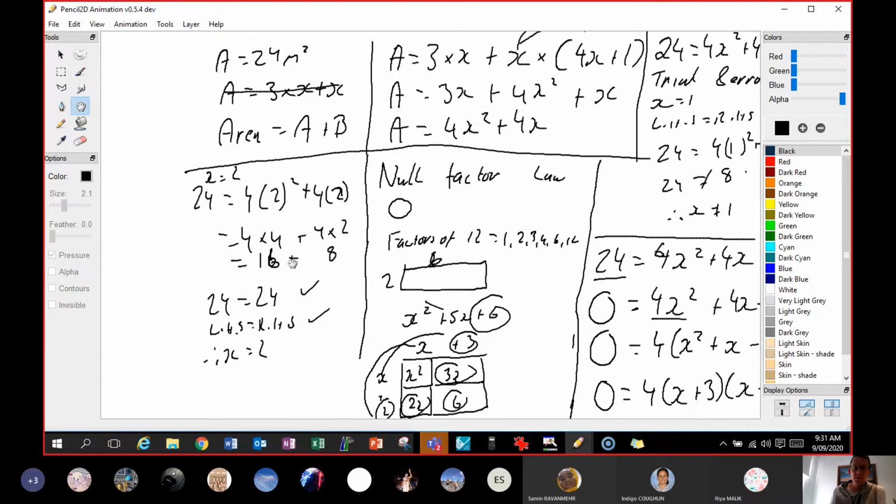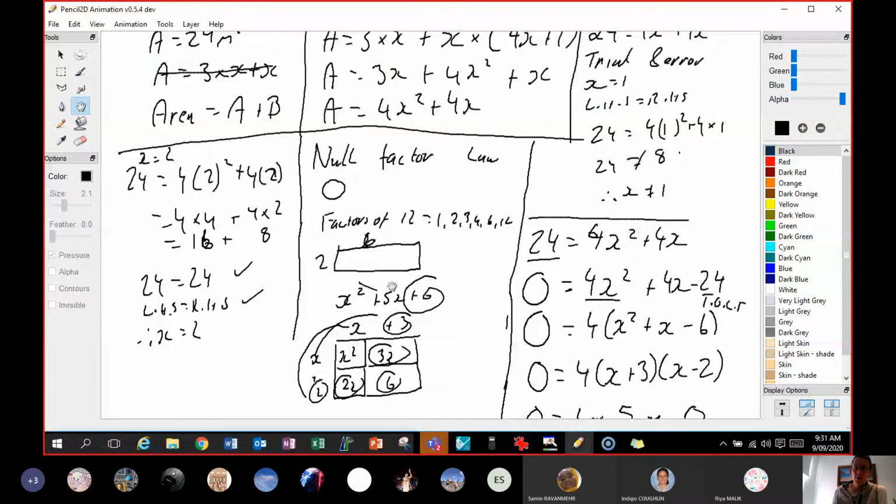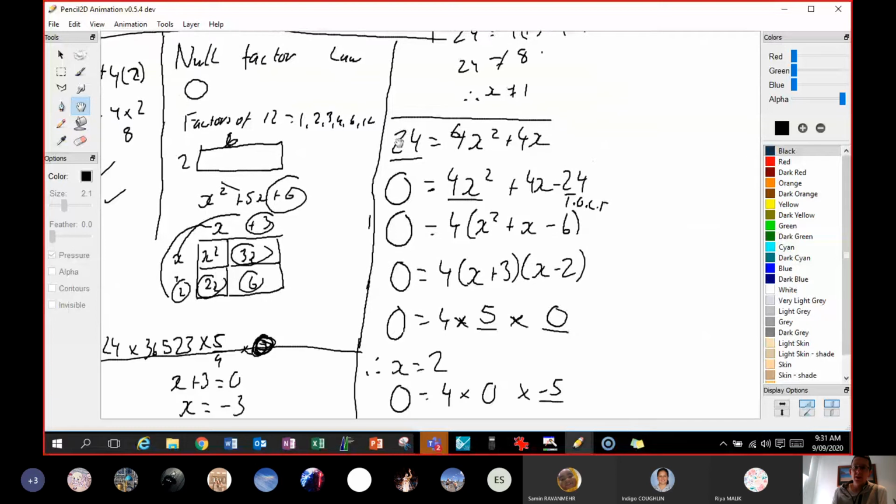Okay, so there's that way of doing it, which is trial and error. There's another way, which is the null factor law. What we're trying to do is take this number and move it to one side, so you make this equation equate to 0, and then you factorize this. The beauty of why we can factorize, and this is called the null factor law, is this. Once we get it into the factorized form, can you see that this is a factorized form? Yeah, I can see that.